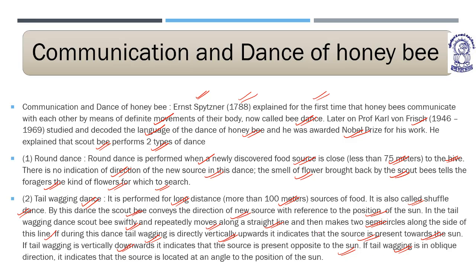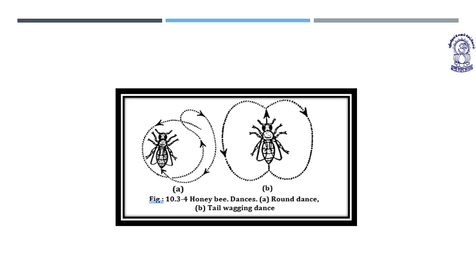If tail wagging is in oblique direction, it indicates that the source is located at an angle to the position of sun. So this is tail wagging dance, which is performed for long distance sources, and round dance, which is performed when a newly discovered food source is close, less than 75 meters to the hive. This is the round dance, and this is the tail wagging dance.